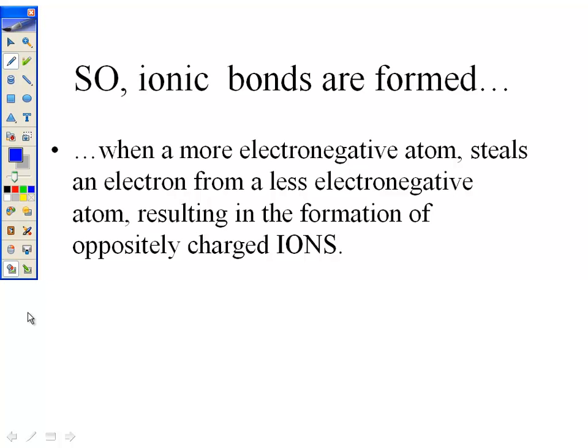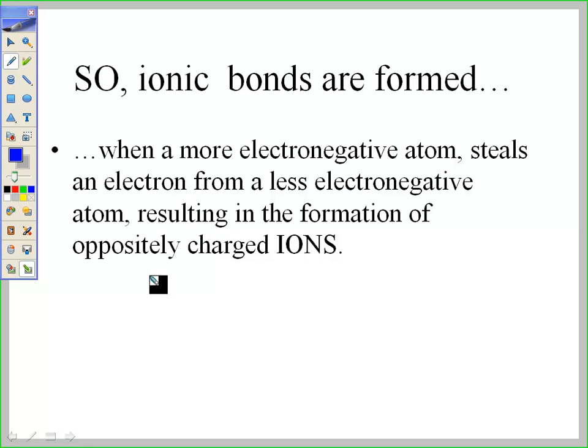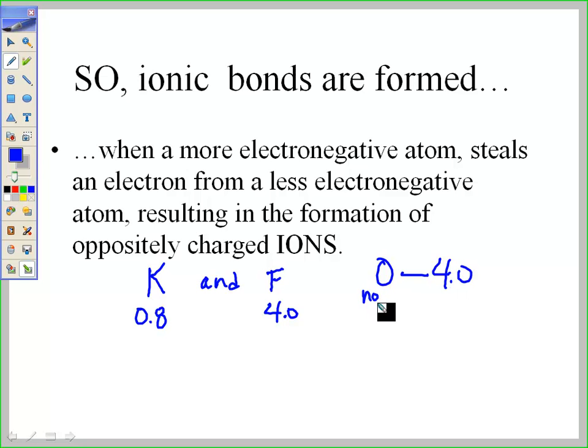So an example of this might be between something like potassium and fluorine. Now, potassium has an electronegativity on your periodic table of 0.8, and fluorine is 4.0. So remember, the electronegativity scale goes from 0 to 4.0. 0 meaning no electronegativity, so no desire to attract an electron, to 4.0 meaning a very good electron attractor.